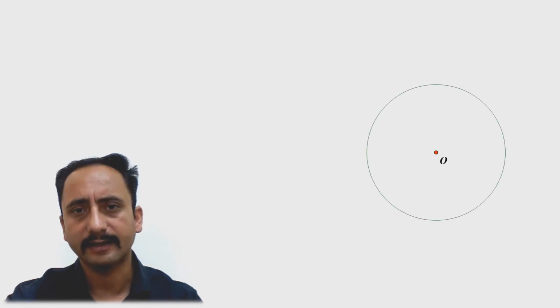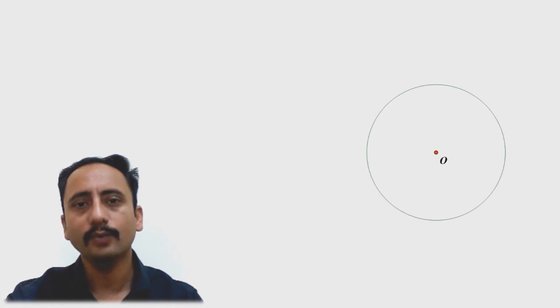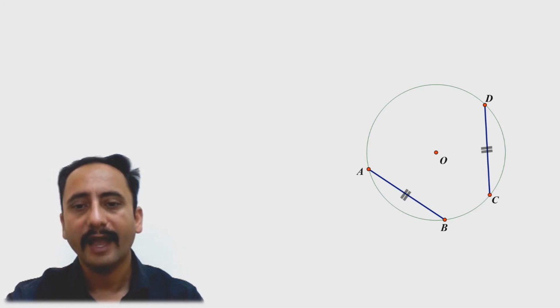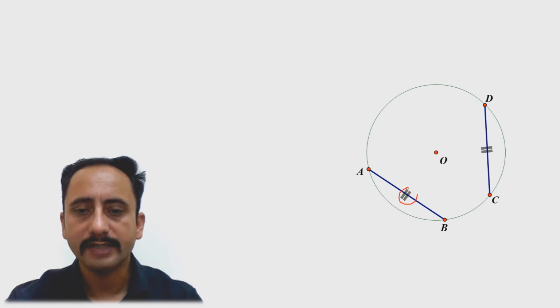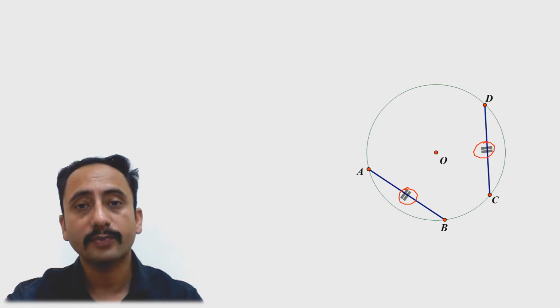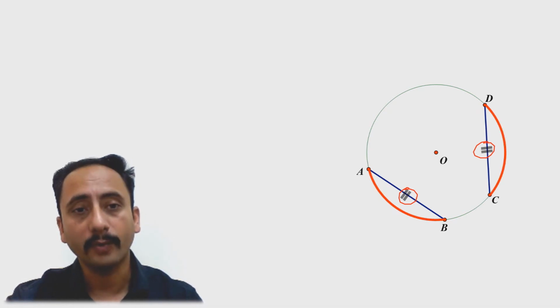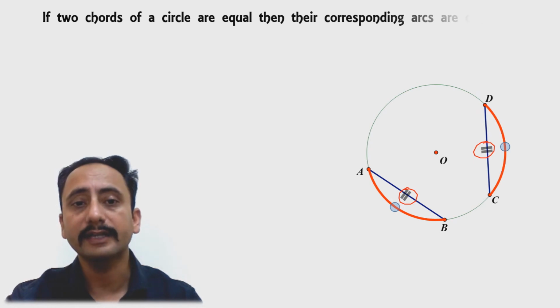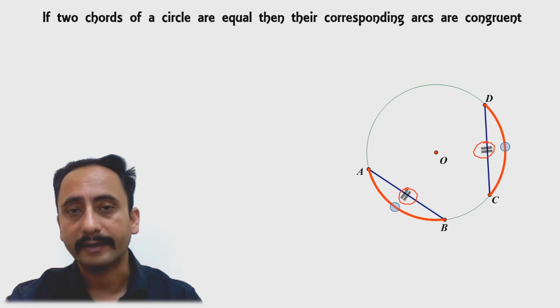Let's start with the next theorem. We have a circle with center O, in which AB and CD are 2 equal chords, and if these 2 chords are equal in length, in that case the corresponding arcs, arc AB and arc CD, will be congruent. So the statement of the theorem is, if two chords of a circle are equal, then their corresponding arcs are congruent.